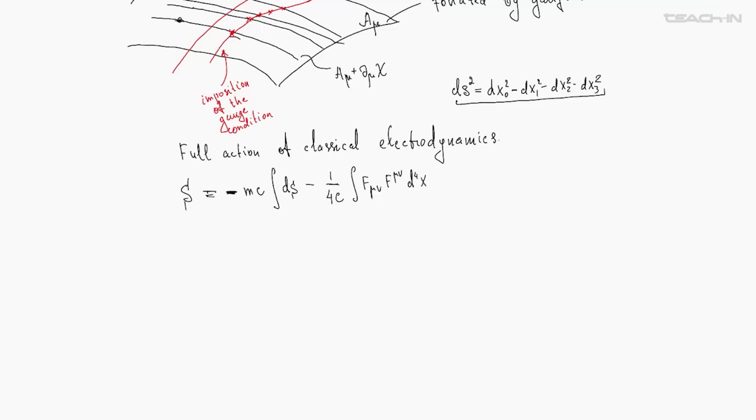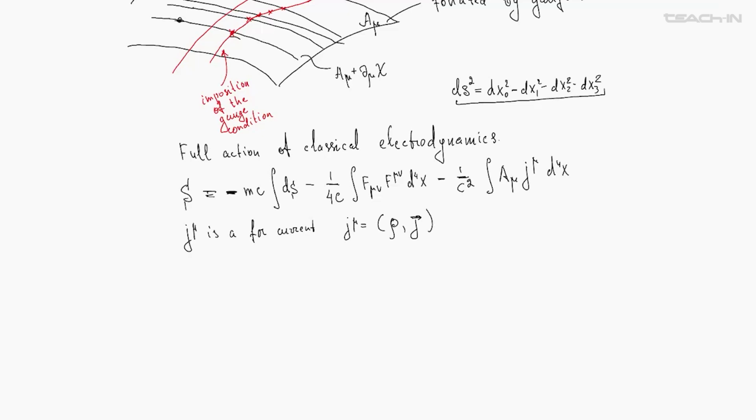term which describes the coupling of the electromagnetic field to particles. And this is given by the following expression, which is also Lorentz invariant: 1 over c squared integral A_μ J^μ d⁴x, where J^μ is a 4-current. J^μ includes the particle density rho and the 3-current, which I denote as a vector, the particle current. So this is a source for Maxwell equations.